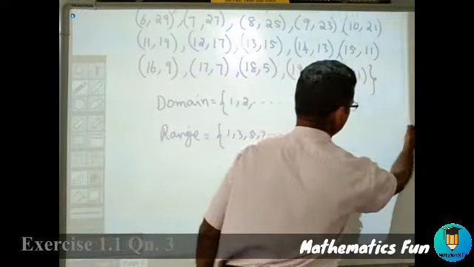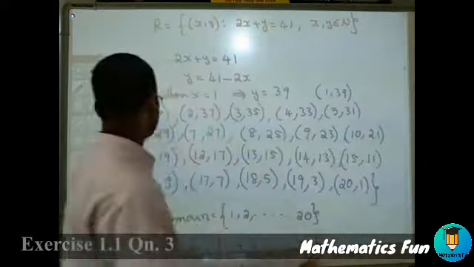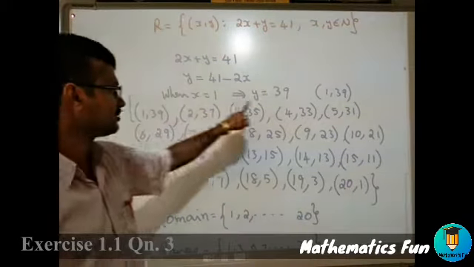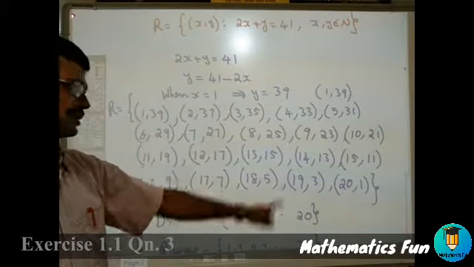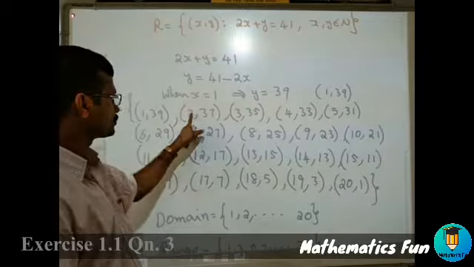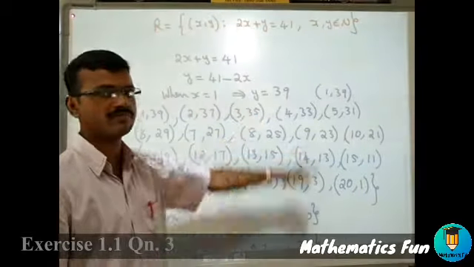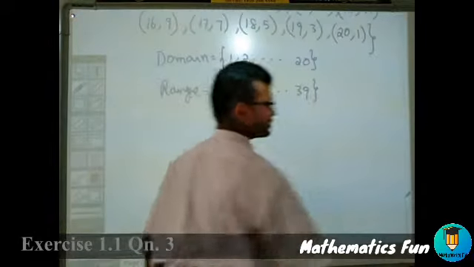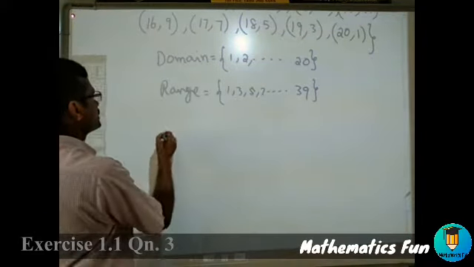See, for example, if you come to here, the first element is 1. So 1 must be related with 1. Look for any such element, 1 related with 1. There is no such element. So 1 must be related with 1, even 2 must be related with 2, like that, all must be related like that.